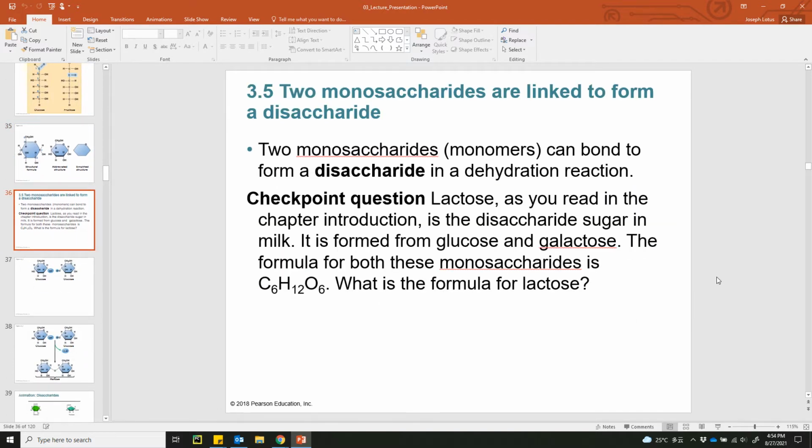So what happens if we join together two monosaccharides or two carbohydrate monomers? Well, then we can form something called a disaccharide, and di is a prefix that means two. So disaccharide means two sugars. And how do we join together monomers? Through dehydration reactions. So let's take a look and see how that works.